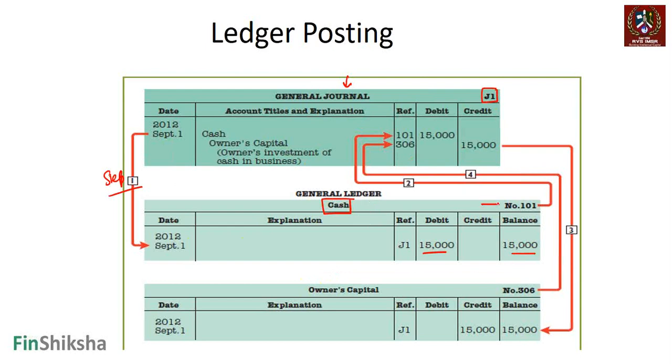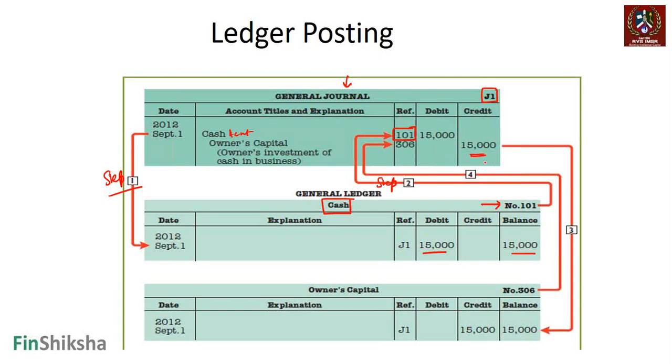Cash account number is this, which is 101. So the second step, step 2, is putting 101 here as reference. So these two get linked and you know clearly what entry is going where. So you're saying that cash account is basically account number 101 and we have put it there, right? And reference of journal is J1.